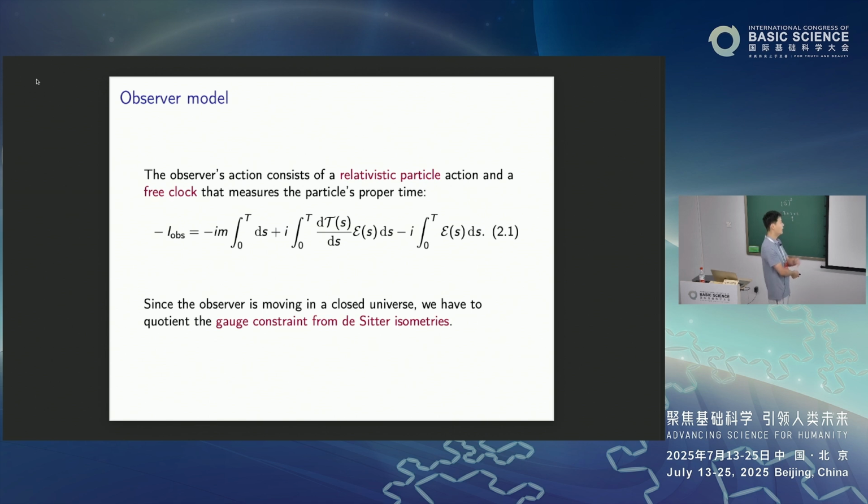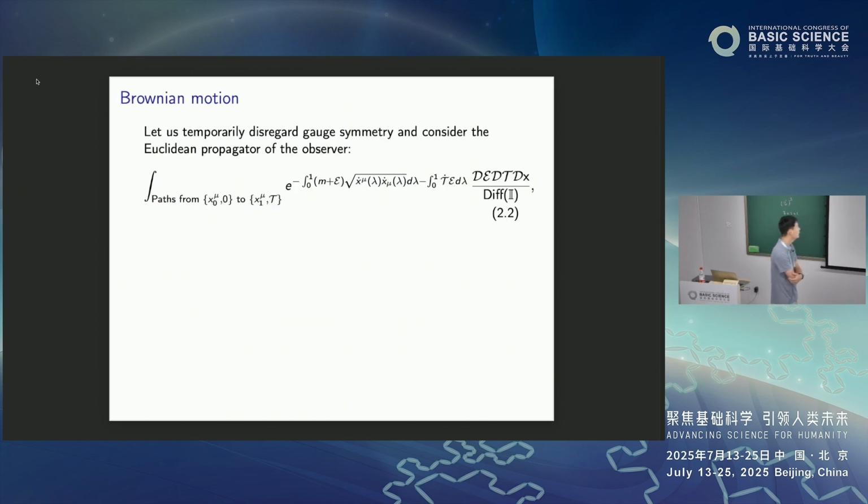Because this observer is moving in a closed universe, we can do a gauge transformation, an isometric transformation of de Sitter that maps the physical configuration to an equivalent one. So we should, in addition, gauge out the de Sitter isometries. So that's the observer model. But for now, let's first set the gauge symmetry aside and just consider simply this relativistic particle plus clock action.